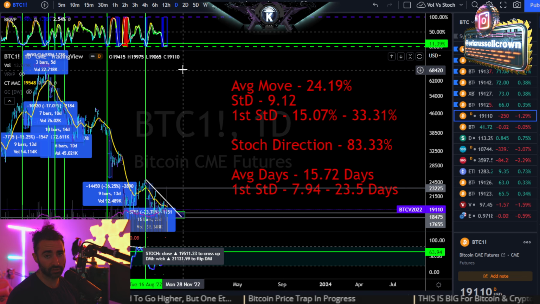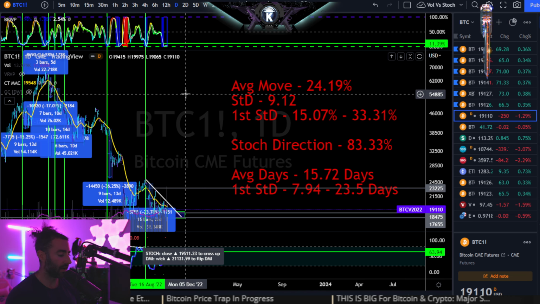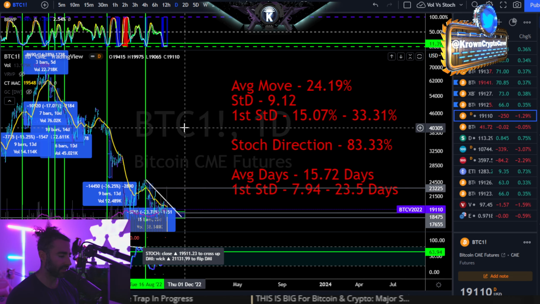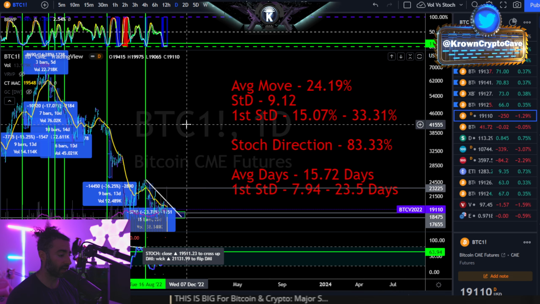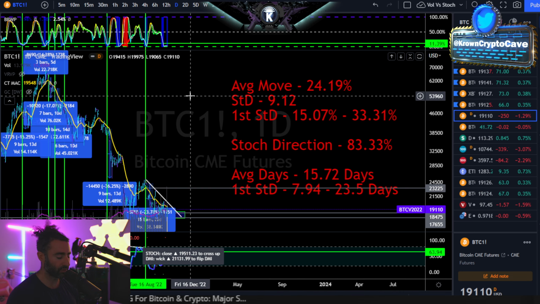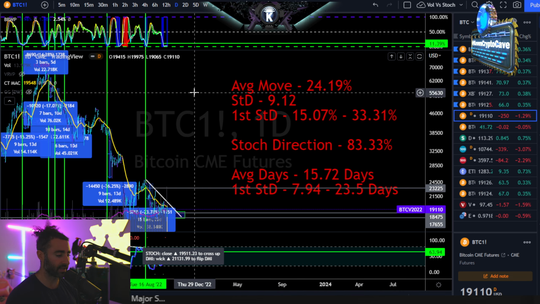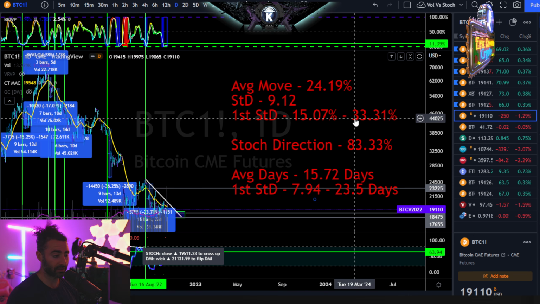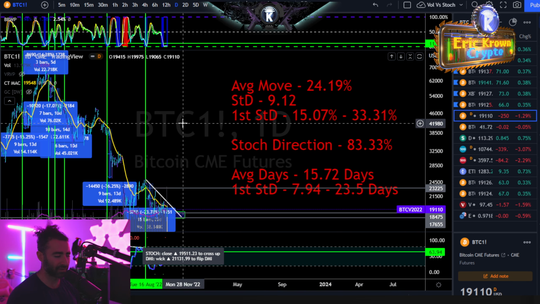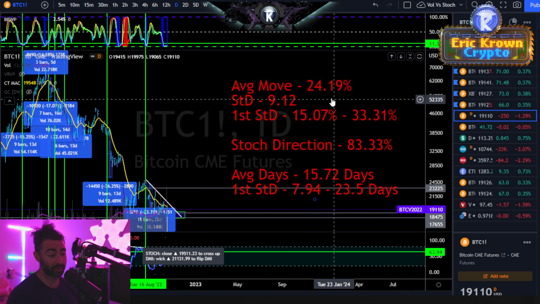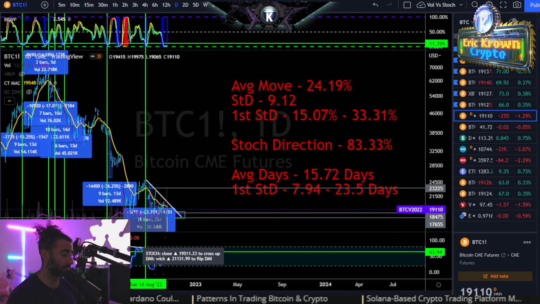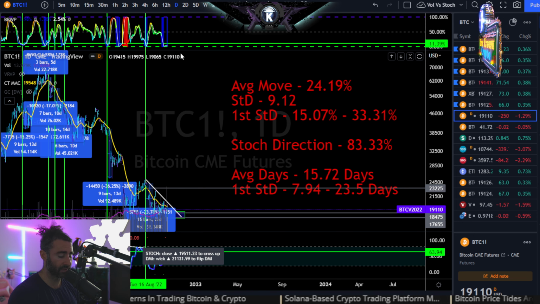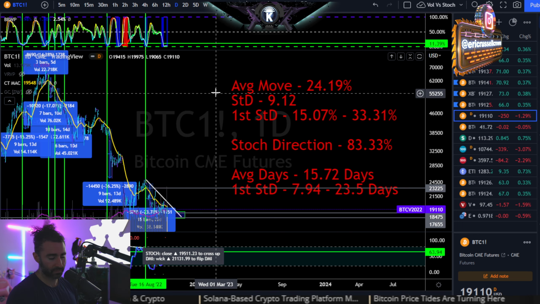Well, that would give us a targeted range to the downside on the lower end at around 17,000 bucks. On the average, that puts Bitcoin at around 15.5 to 16. And then on the extremes, which is probably a little bit less probable, that would put Bitcoin potentially all the way down to like 13,500 bucks.